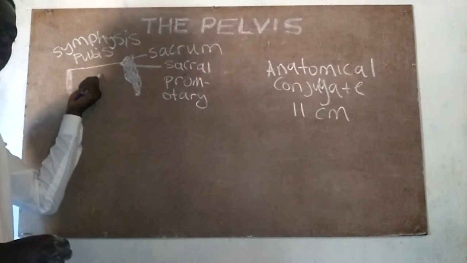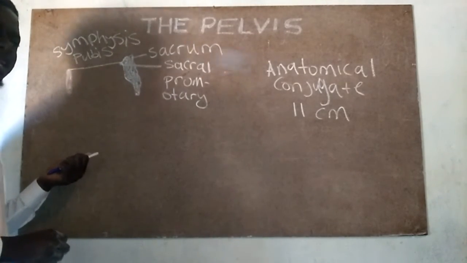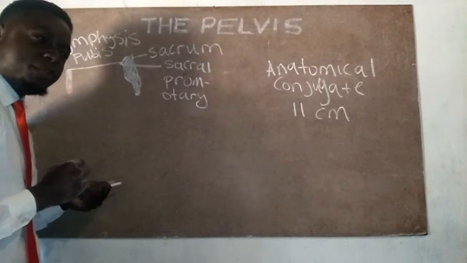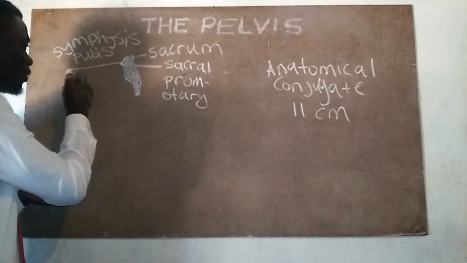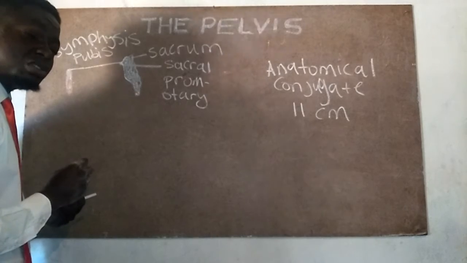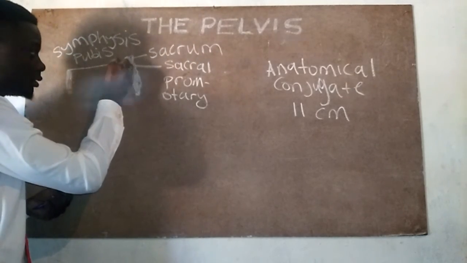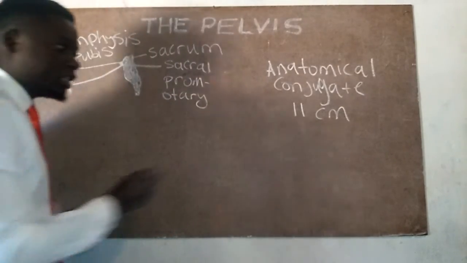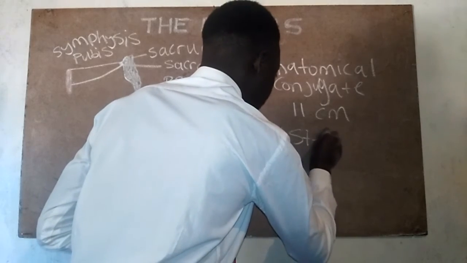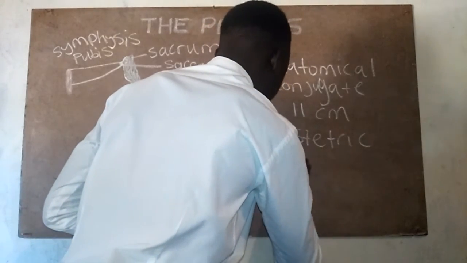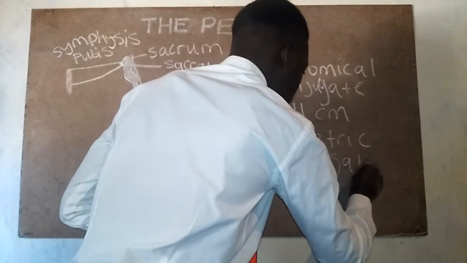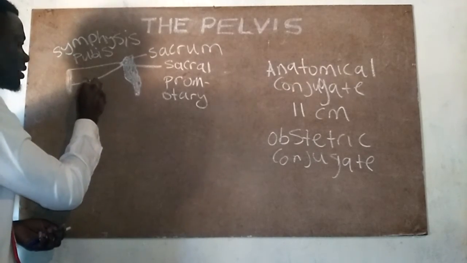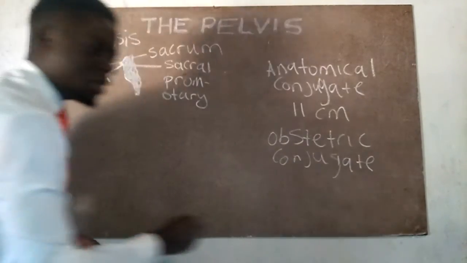The other conjugate is the obstetric conjugate. This obstetric conjugate runs from the medial border of the symphysis pubis down to the sacropromontory at the back in the sacrum. This is the obstetric conjugate, and this line is about 10 centimeters.